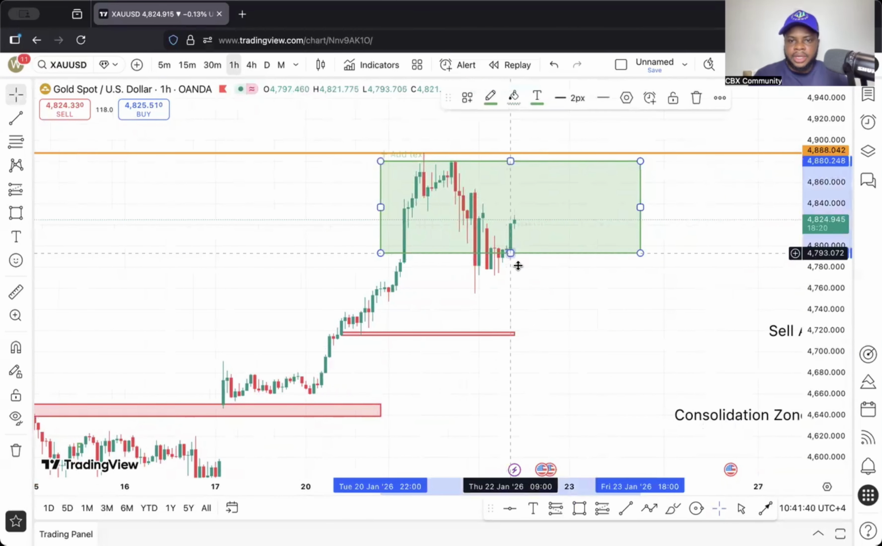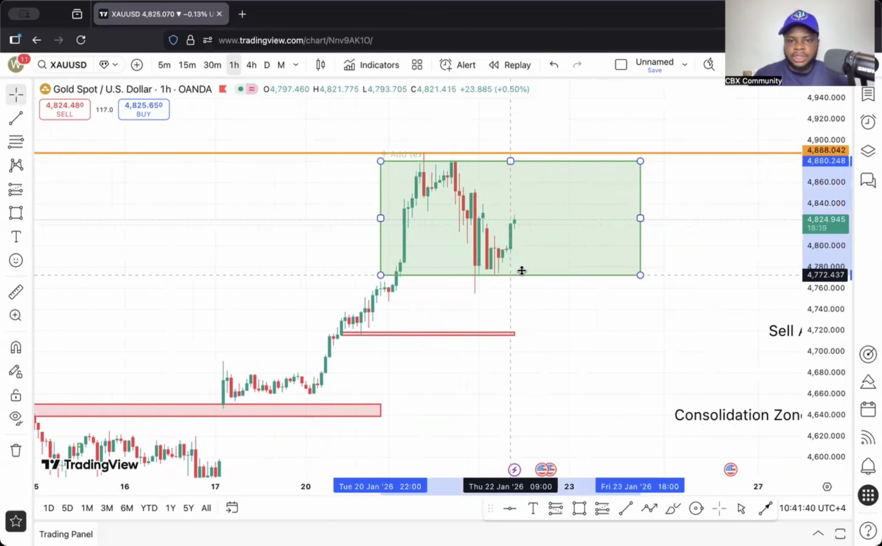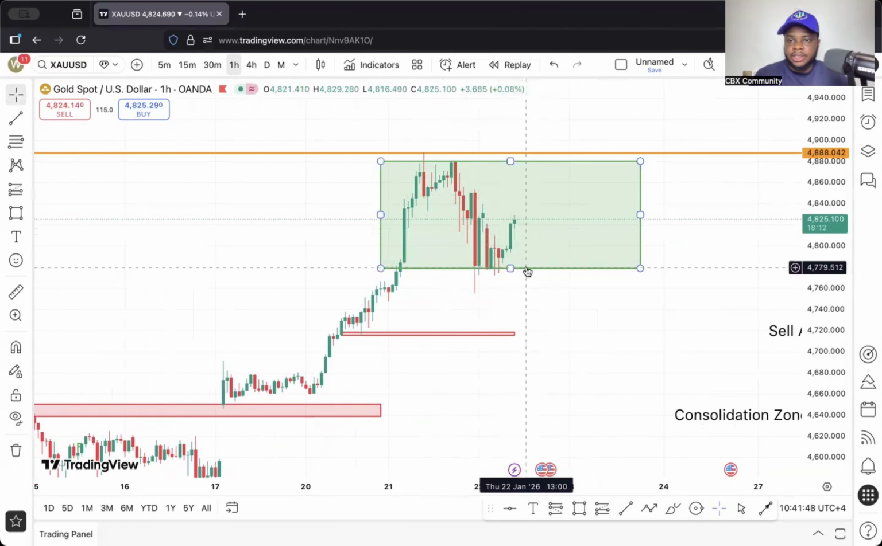So on the H1, we are in a consolidation zone. We have a support zone, we have a resistance zone. Until the break of these supports, or until the break of these resistances, the candle will have to break this line over here, since this line is the all-time high on gold. So a bullish candle will have to break this all-time high and close above this candle, by which it will form a new all-time high.